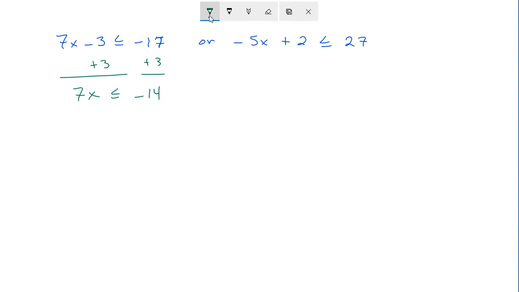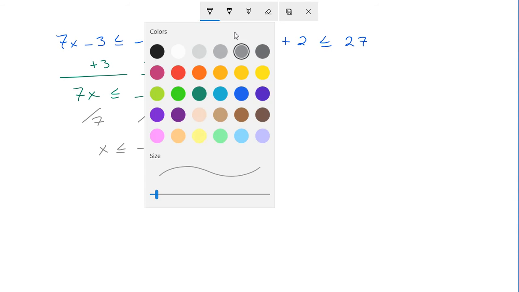Then what? Let's divide by 7 on both sides. And again, we're not dividing by a negative, so we do not have to reverse anything. So x is less than or equal to negative 2. Okay, now let's go with our next inequality here.